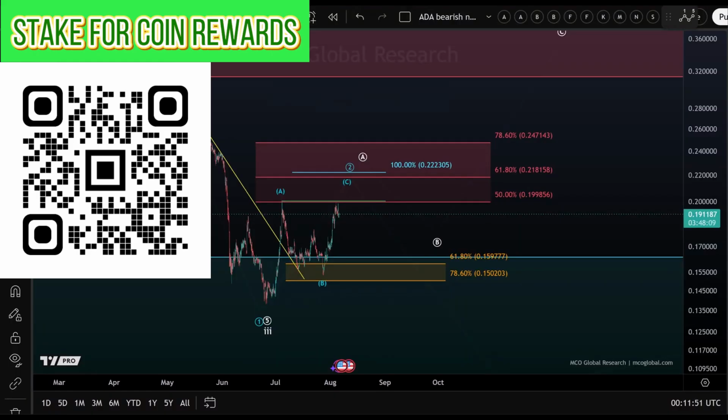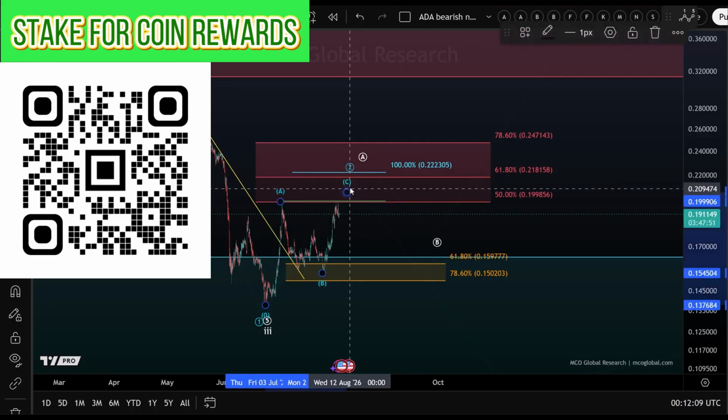What is interesting now is that ADA here on the smaller time frame has now reached the red resistance zone. I think we talked about it only in the last video. My target for this move to the upside is 22 cents. That's the 100% extension. You see it on the chart in the blue C wave. Ideally, we should get there.